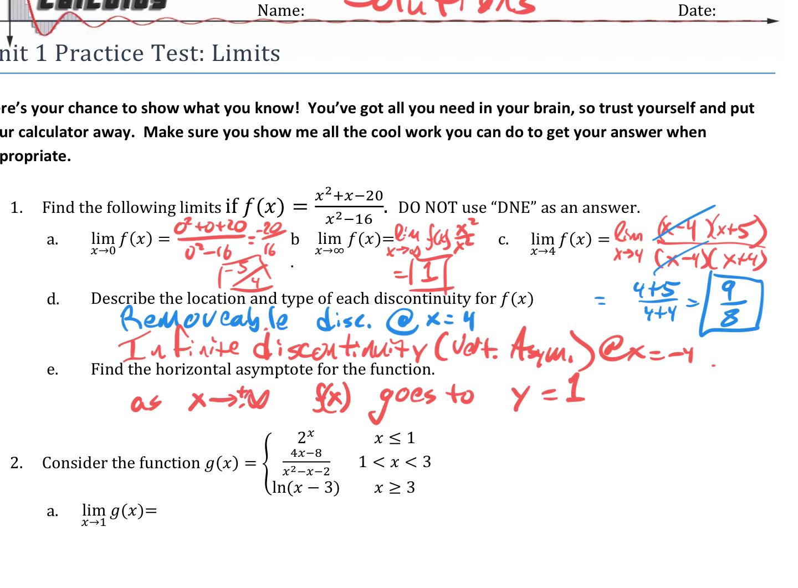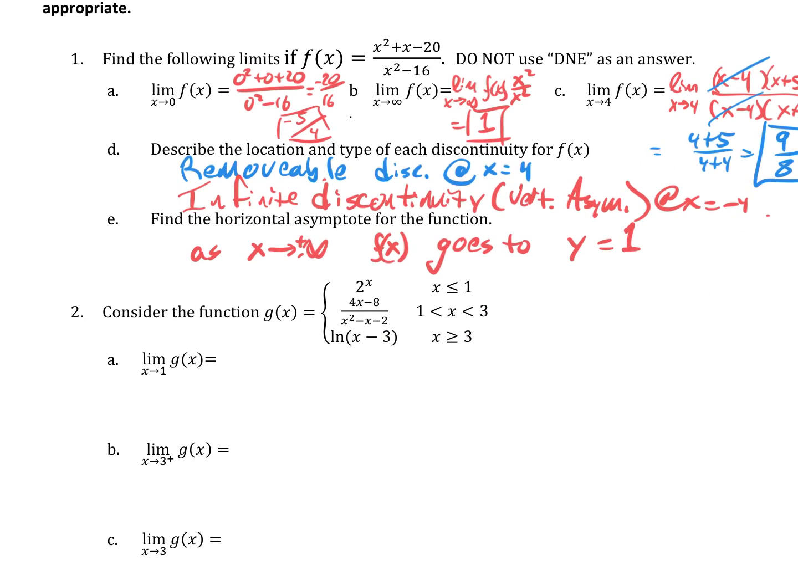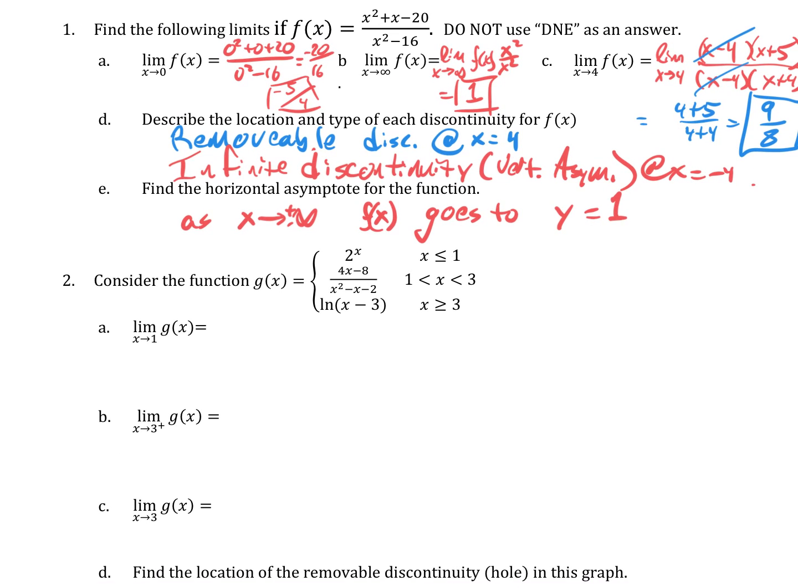All right? Okay, let's look at a piecewise function here. So here we got a piecewise function, and this piecewise function might have some problems at these boundary points, or these points where it changes, all right, at 1 and 3 specifically. So let's investigate a little bit here.